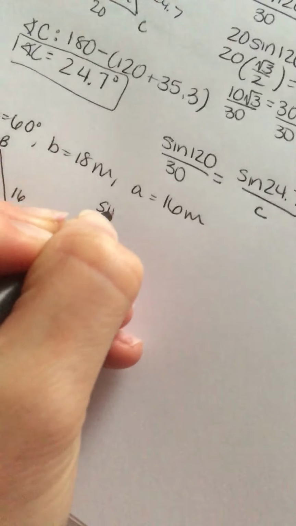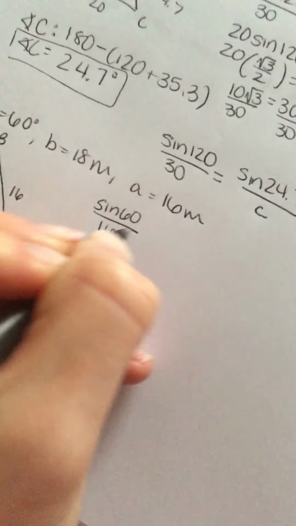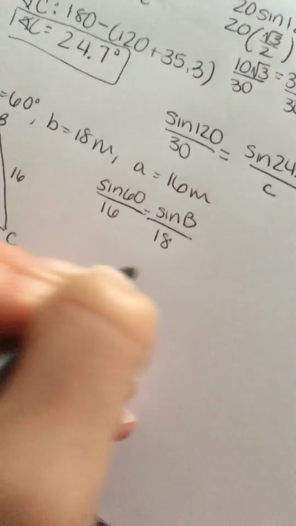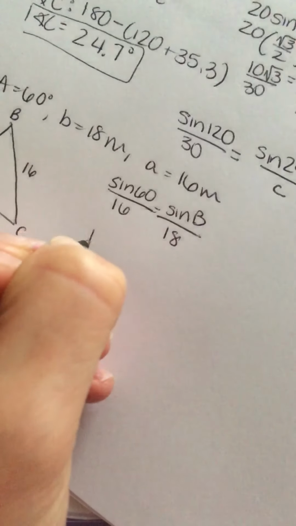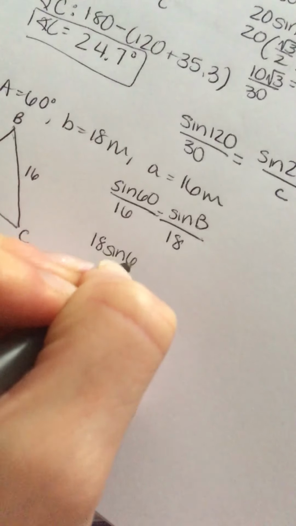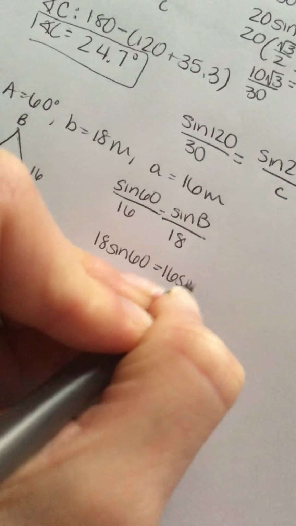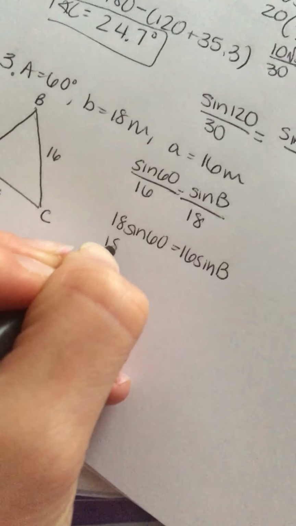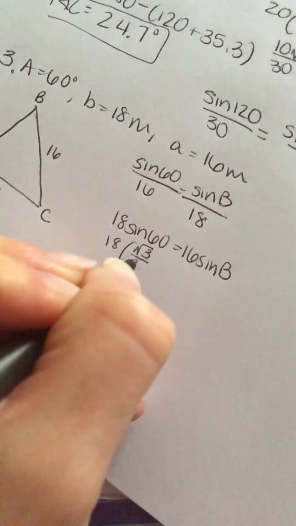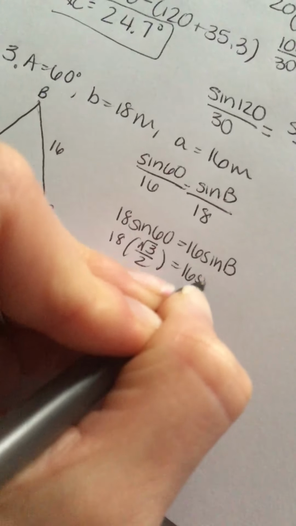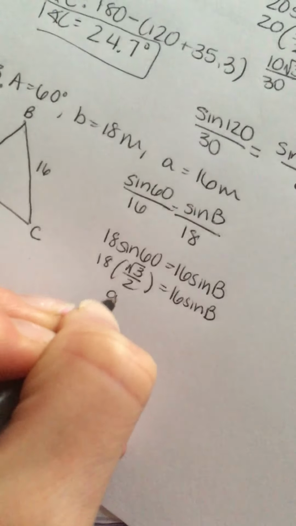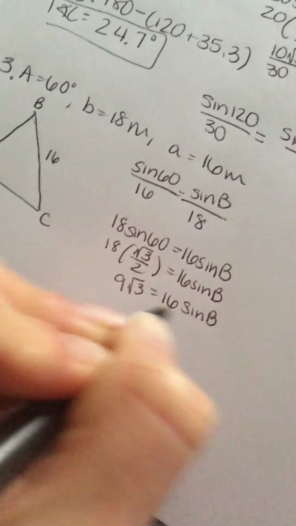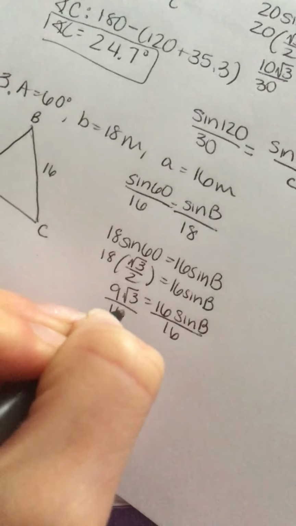So sine of 60 over 16 is equal to the sine of B over 18. We cross multiply, so I get 18 sine of 60 is equal to 16 sine of B. Sine of 60 is root 3 over 2. Like I said, this is calculator work, but it's just good to keep it in the back of your head. It's not going anywhere. So this is 9 root 3 is equal to 16 sine of B. So divide both sides by 16.